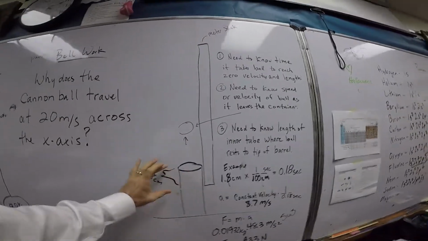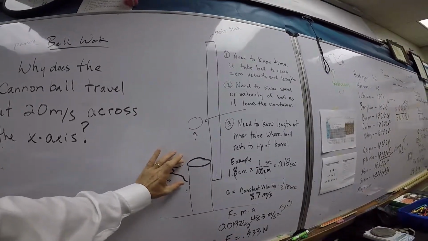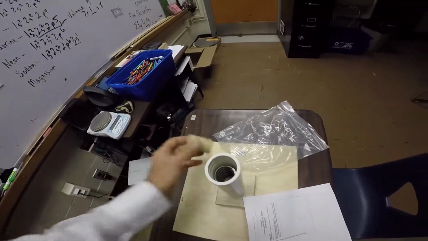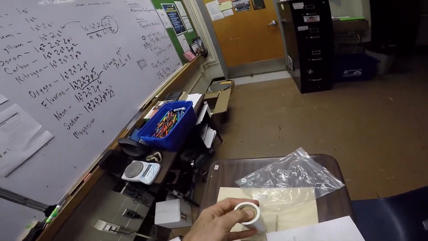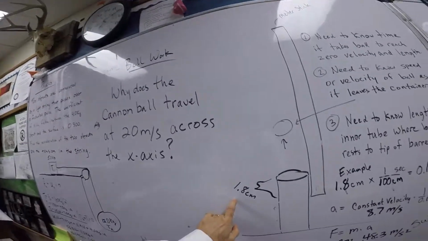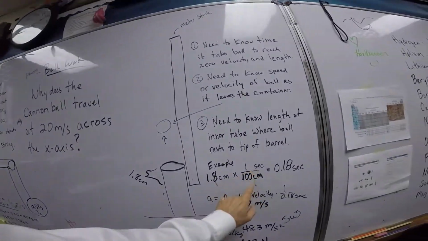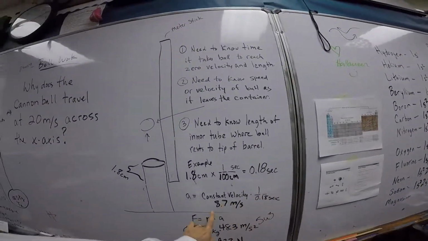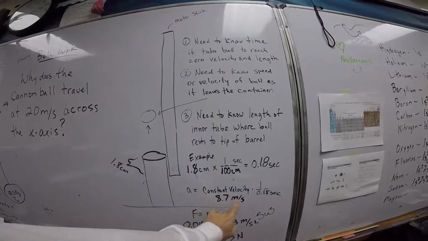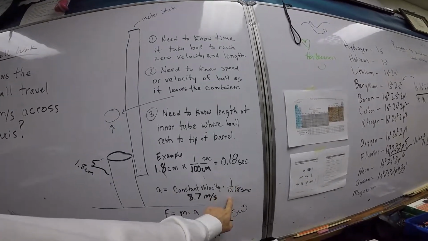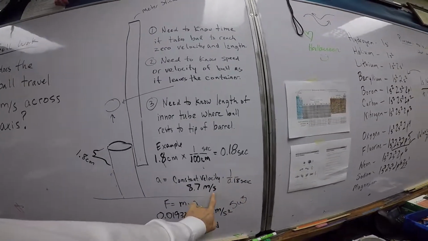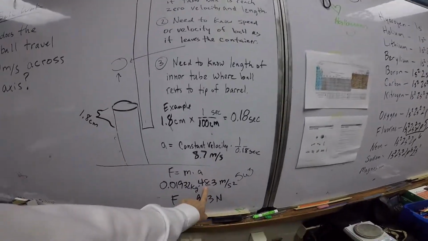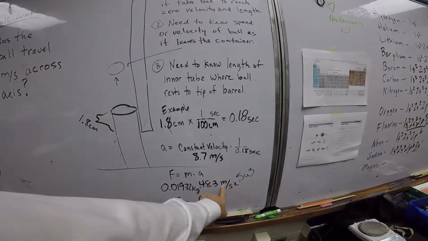How did we get that? Well, the length of the inner container between this point here and the top, when you put this object in, this is what was shot, was 1.8 centimeters. So we take 1.8 times our conversion factor, and that gives us 0.18 seconds. So if we multiply the constant velocity times 1 over 0.18 seconds, we will get meters per second squared, which is the acceleration of 48.3 meters per second squared.